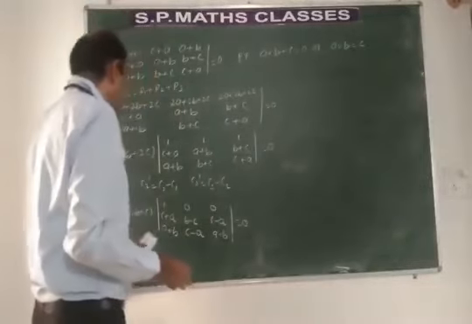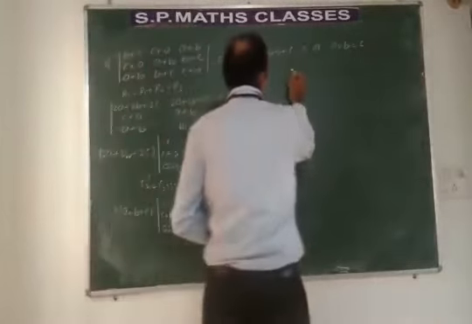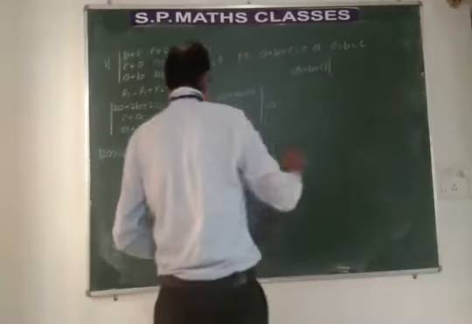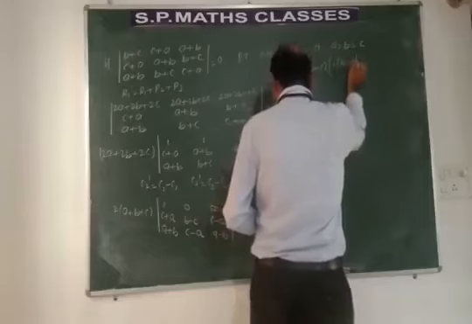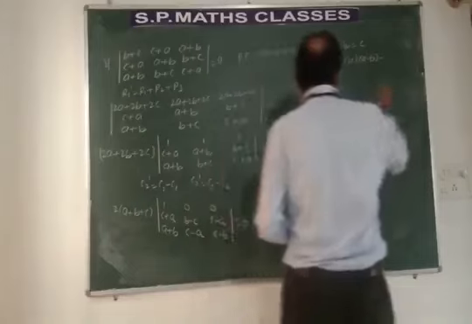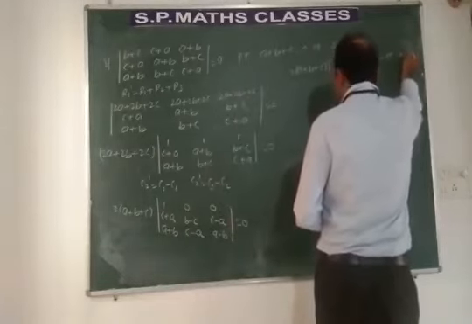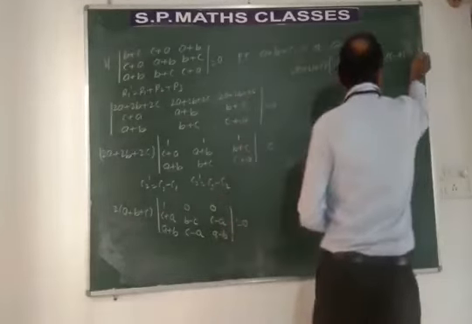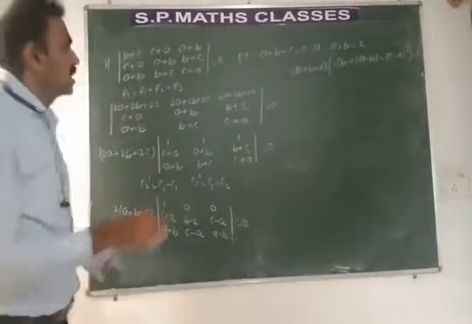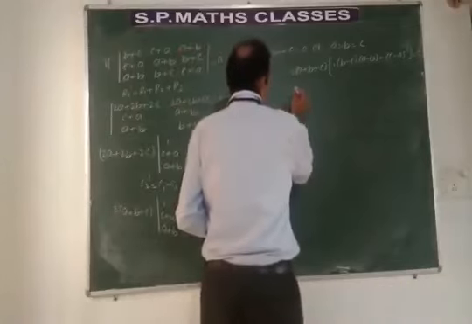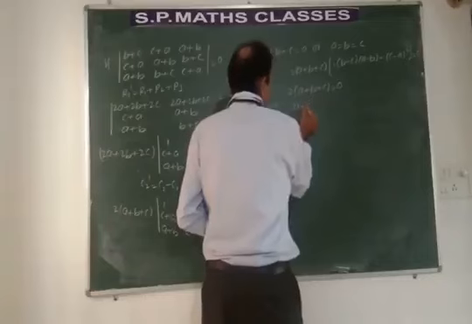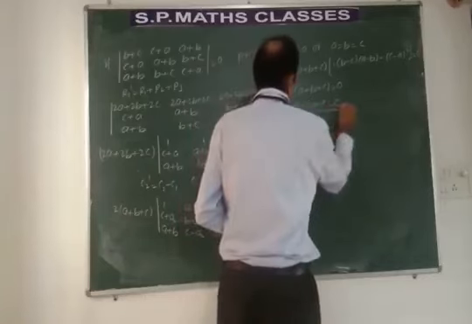Now you can expand because two zeros are there in the first row. So 2 into a plus b plus c into 1 into b minus c into a minus b minus c minus a, the whole square, is equal to 0. I think you have understood this. Now you can equate 2 into a plus b plus c is equal to 0. Therefore, a plus b plus c is equal to 0. The first condition we have got.